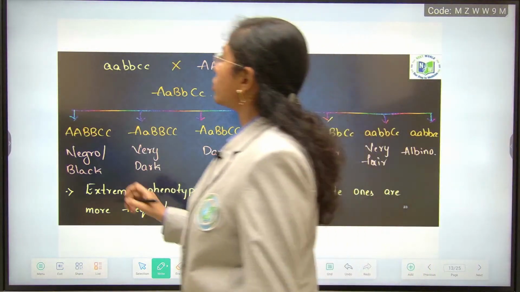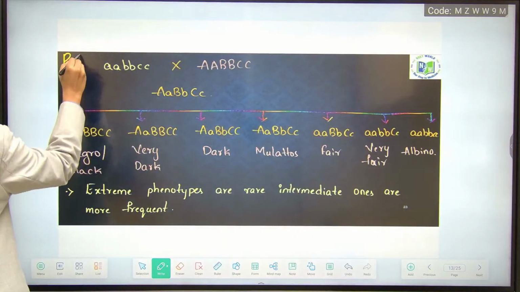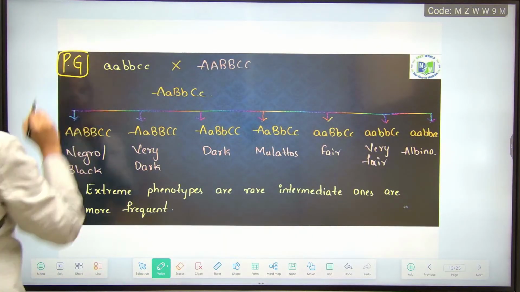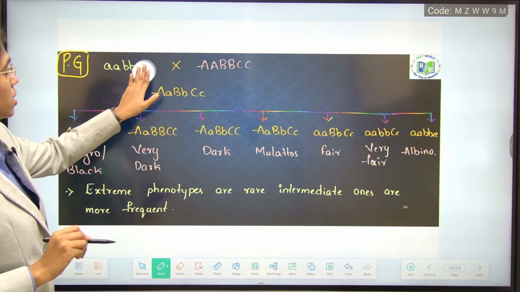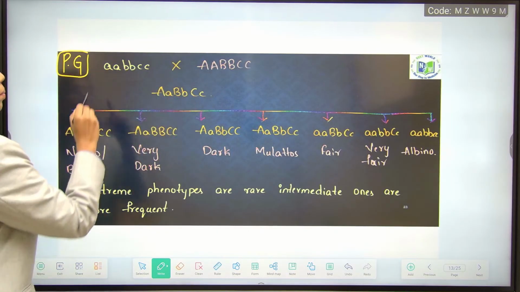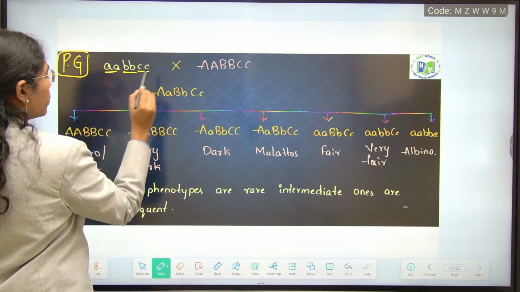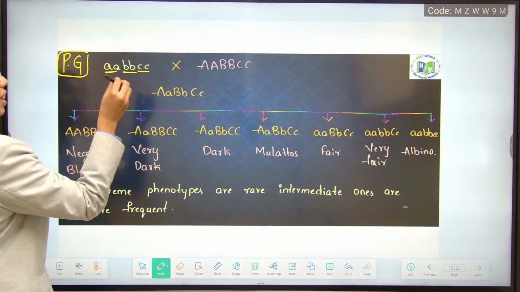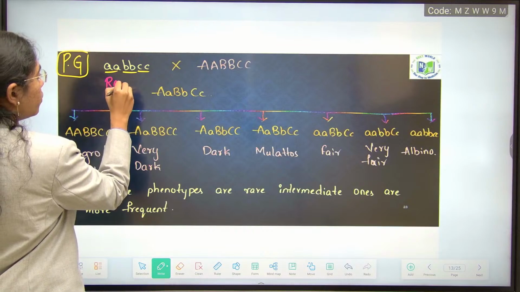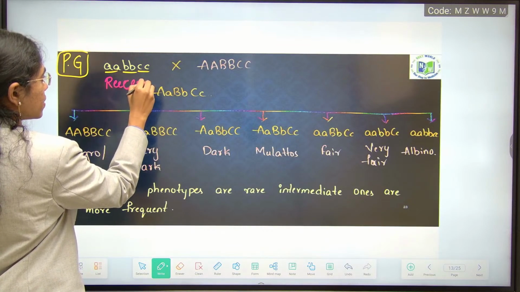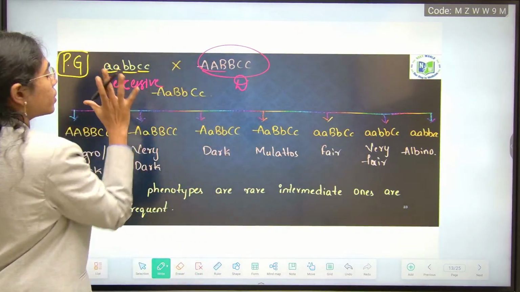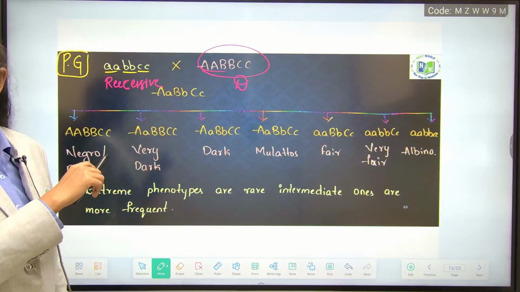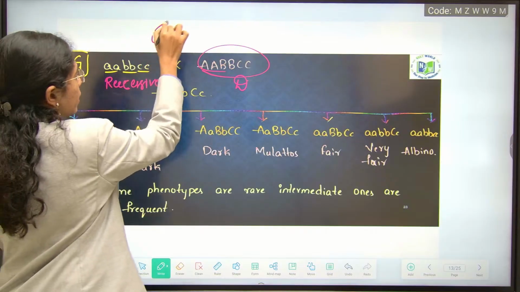So here you see in the parental generation, only pure lines are considered, recessive and dominant. Remember, small a, small b and small c all code for recessive alleles, and the capital letters are dominant. The example we are taking here to understand is skin color.